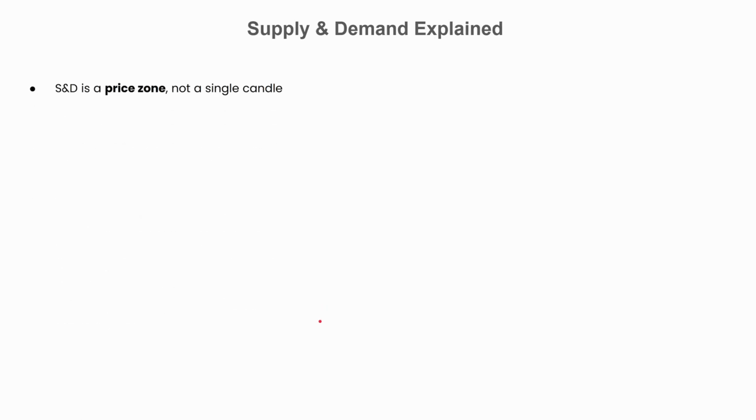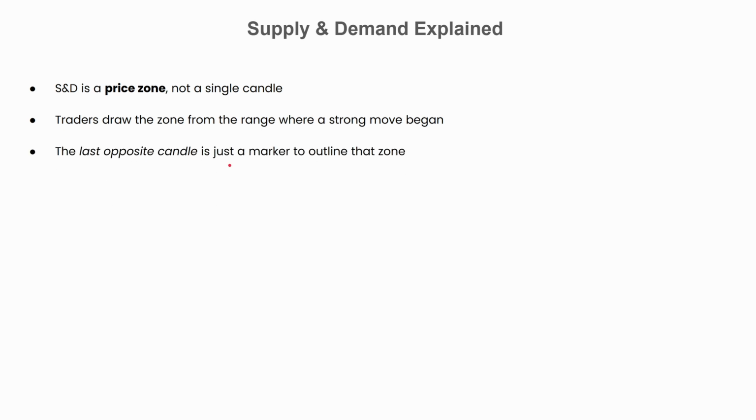So that's why I was saying supply and demand is a price zone, not a single candle. And then traders draw the zone from the range where a strong move began. Okay. Number 3, the last opposite candle is just a marker to outline that zone, the way I explained. This way, you can have high probability of order fill because price often retests these institutional levels.